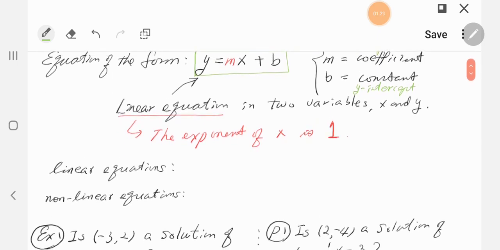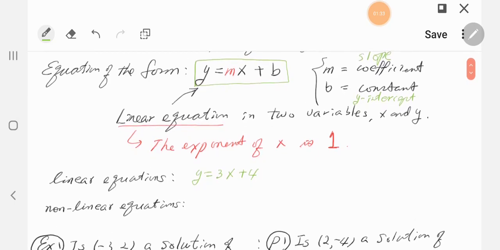So this can be a linear equation: y is equal to 3x plus 4. Is this a linear equation? Yes, because 3 is the coefficient of x and 4 is just a constant, and the exponent of x is 1. How about this? Is 3x squared plus 4 a linear equation? No, because the exponent of x is not 1.